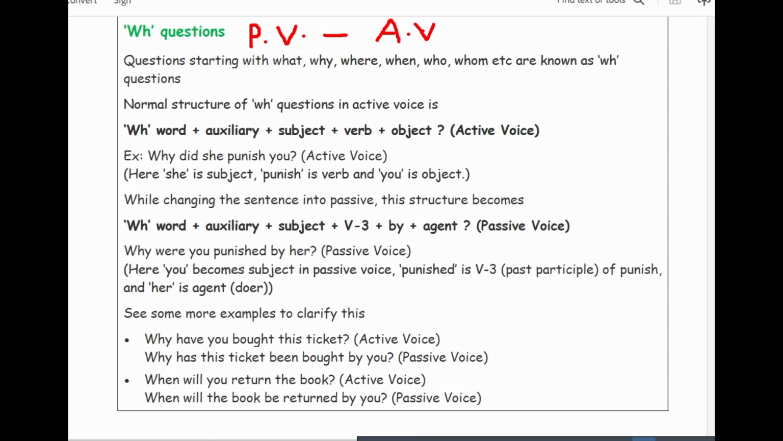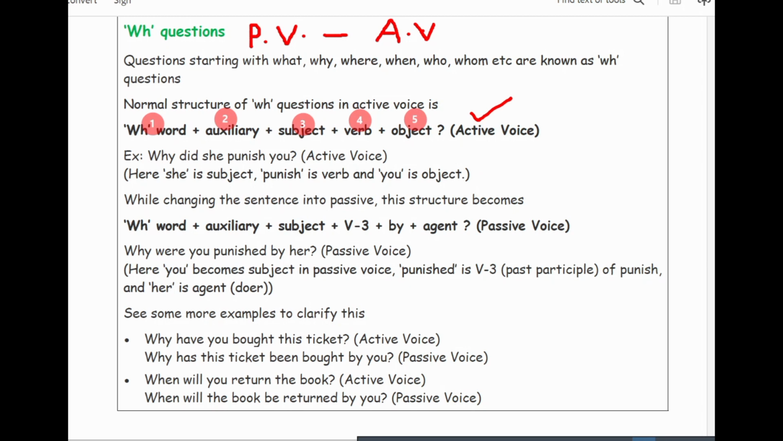For example, the structure of an interrogative sentence is: WH word plus auxiliary verb plus subject plus verb plus object. This will be our active voice. So what will be in passive voice? First of all, we will see the structures of both, then we will discuss the examples.